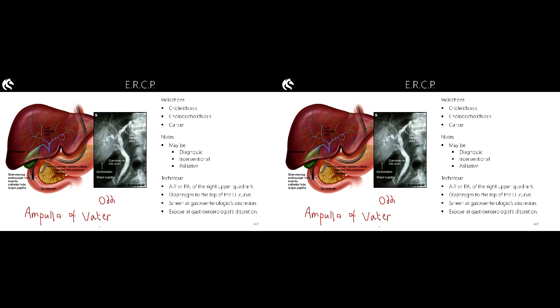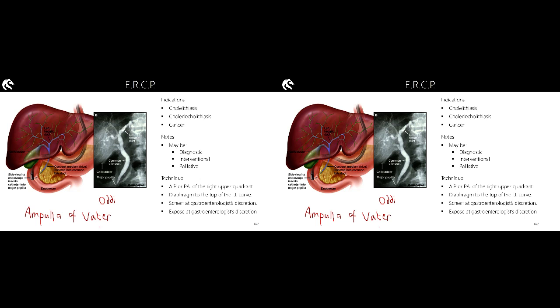So why do we do it? Commonly, the reason why is you've got stones, but it might be something interventional as well, and we'll cover the interventional and palliative components in just a second. But you might have a patient who is having trouble passing bile because they've got a cancer adjacent to it, and so that's one of the reasons why we might do an ERCP.